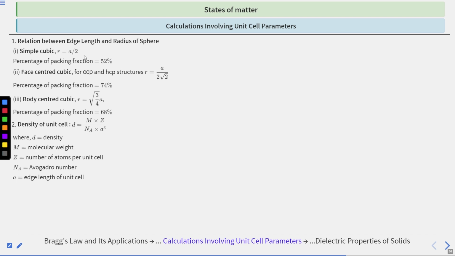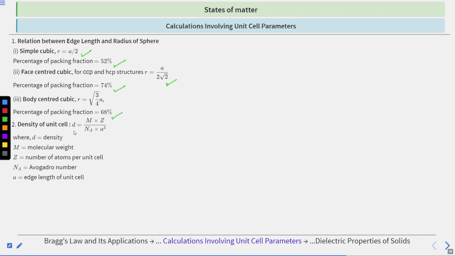Relation between edge length and radius of sphere. Simple cubic, r will be a by 2. Percentage packing fraction will be 52%. Face centered cubic, r will be a by 2 root 2. Percentage of packing fraction 74%. Body centered cubic, r is root 3 by 4 multiplied by a. Percentage of packing fraction 68%.